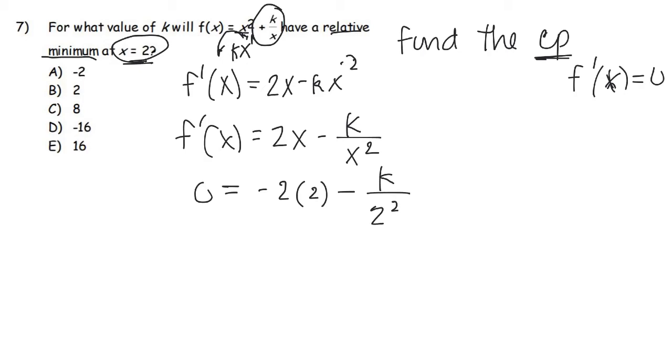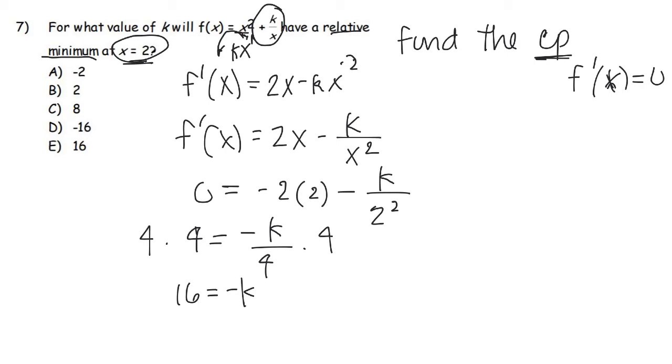And now we have an equation that we can solve for k. We're going to end up adding 2 times 2, so I have 4 equals negative k over 4. And so let's multiply both sides by 4 to undo that division. So I have 16 equals negative k.